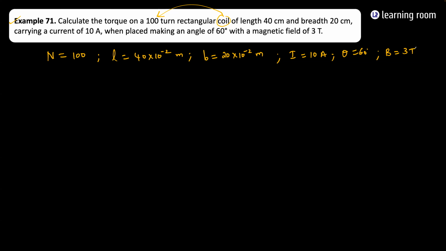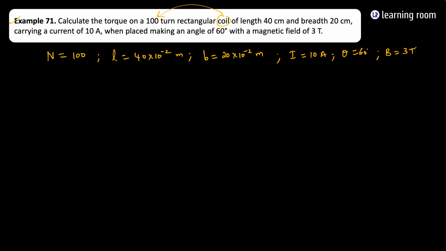Who is making an angle 60 degree with the magnetic field? Listen to this carefully. This is a rectangular coil. Calculate the torque on this coil, which has 100 turns, a length of 40 and breadth of 20, carrying a current of 10 ampere when placed making an angle 60 degree with the magnetic field.